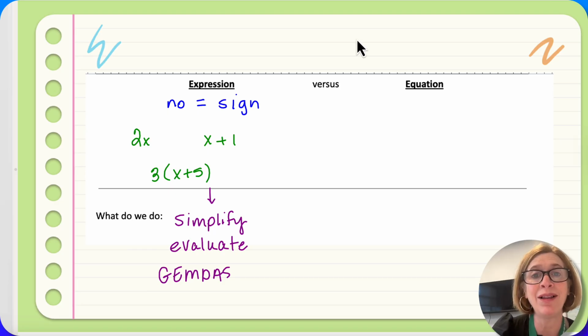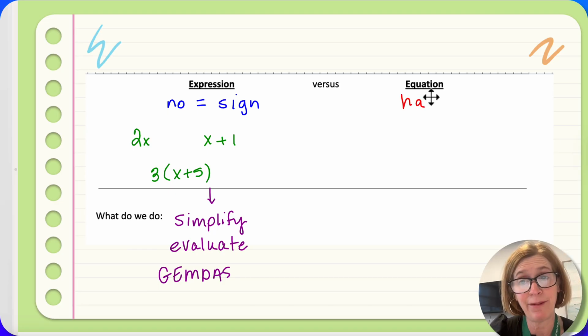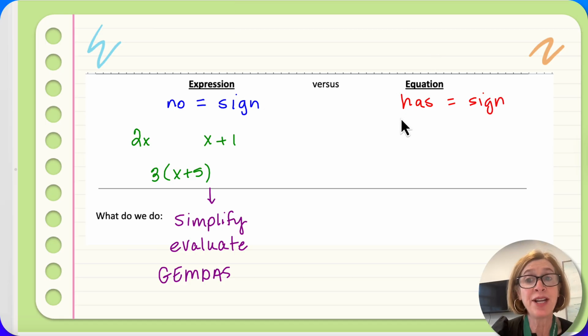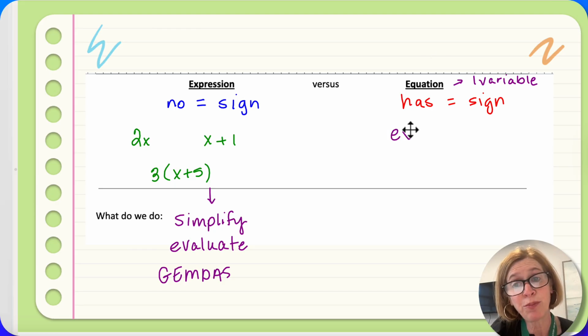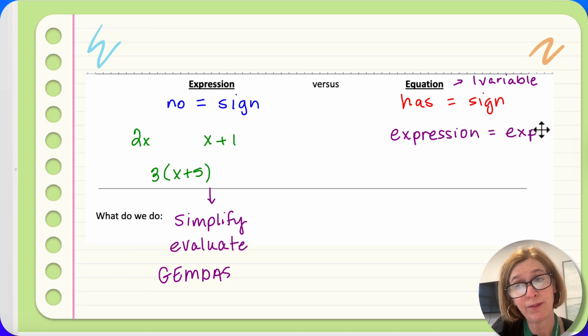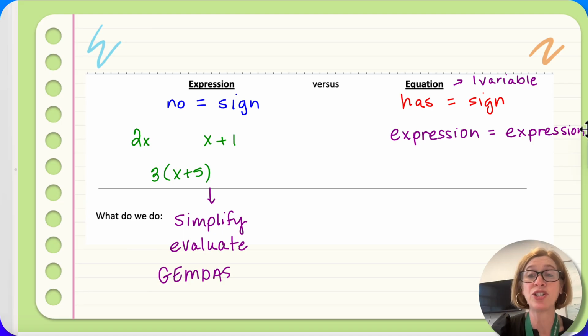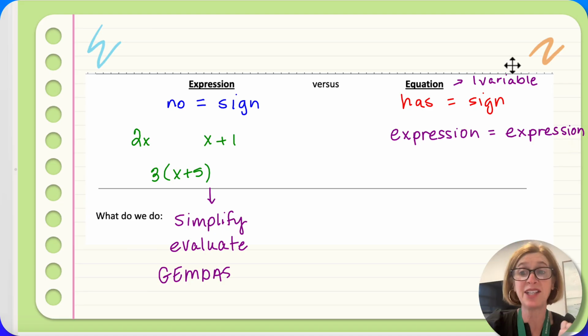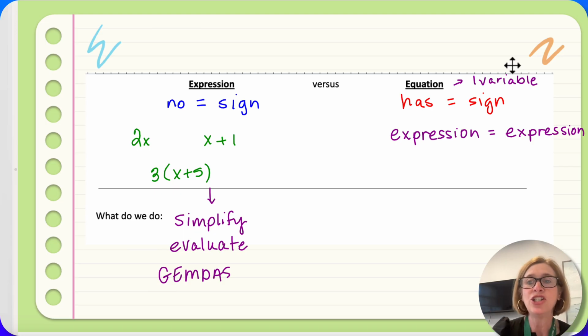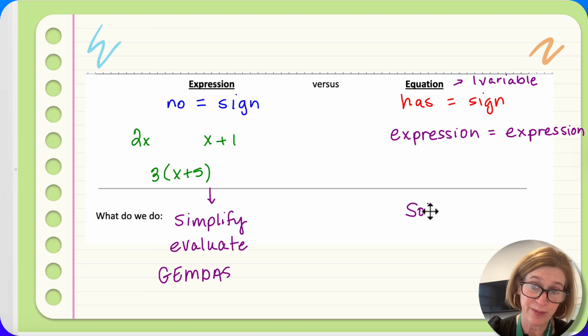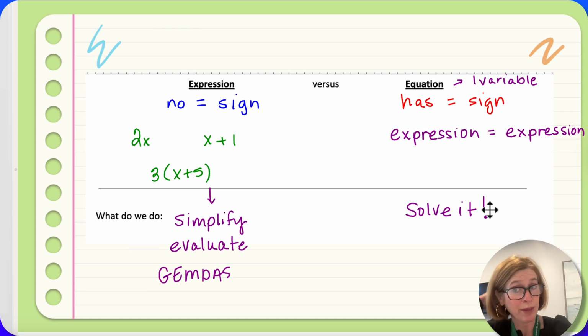Whereas an equation is different. An equation is a math sentence as well, but an equation has an equal sign. And for now, I want us to think of equations having one variable. I think it's going to be easier if we think about it like that. So equations have one variable and an equal sign. It really is made up of an expression equaling an expression. And since you do know what to do with expressions, on the left side you're going to simplify, on the right side you're going to simplify, and then you're going to solve, which is different. So when it has an equal sign, we're going to solve it. And that's what we're going to be talking about today.